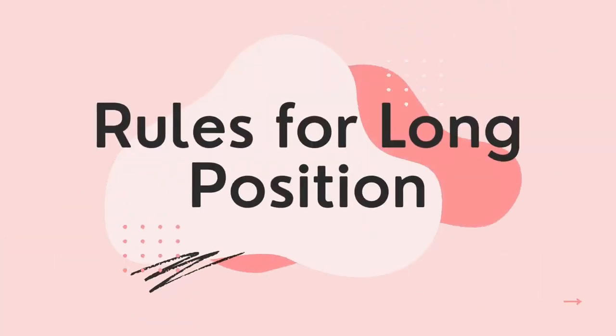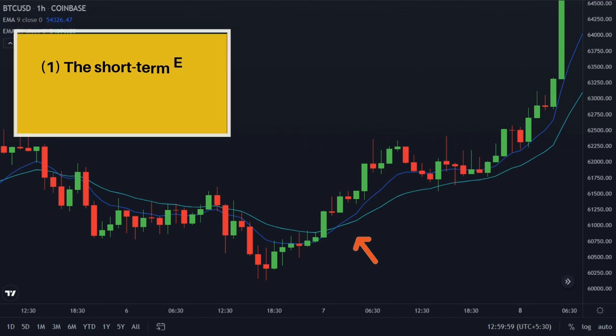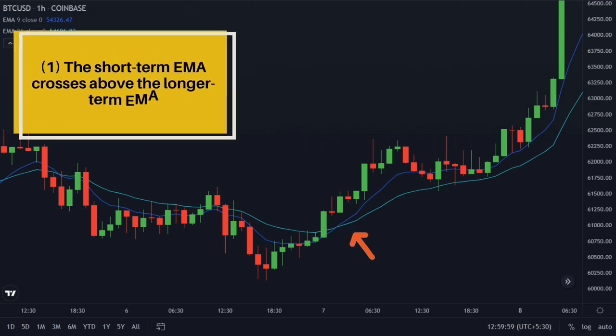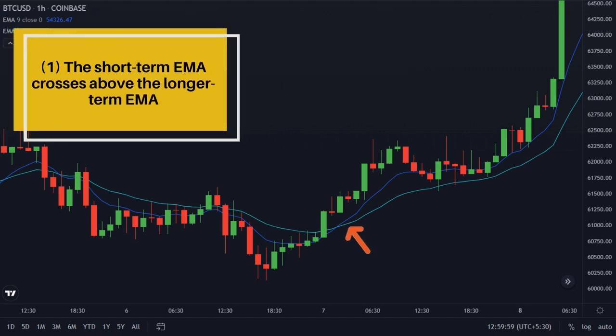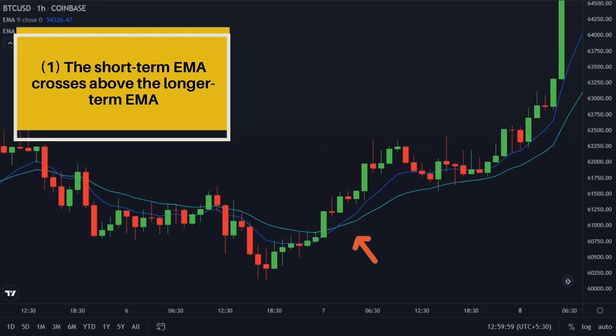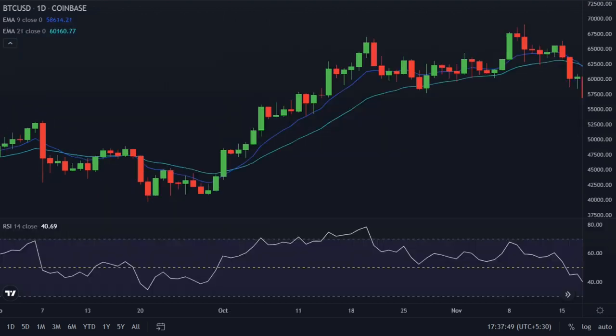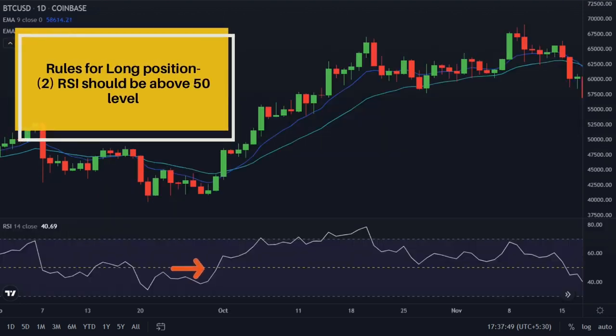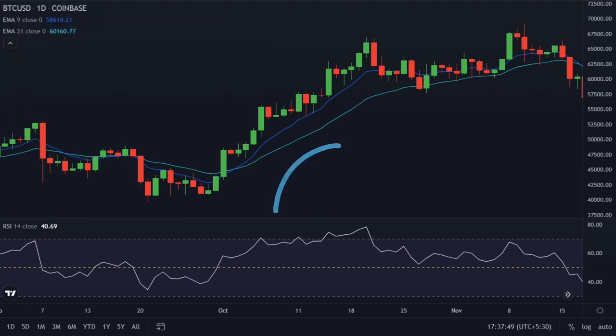Rules for long position. Number 1. The short-term EMA crosses above the longer-term EMA. It means that the short-term prices are rising over the longer-term prices. It signals bullish momentum. Number 2. RSI should be above 50 level, which means it would be fine to follow a bullish crossover signal. RSI is a filtering tool, so if the moving average crosses in a bullish signal, but the RSI is below the 50 level, I will not open a long trade.